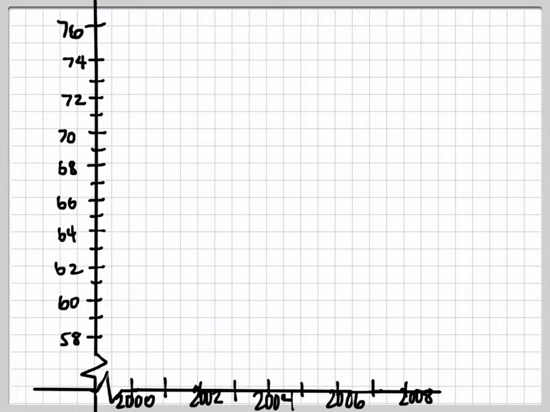60. Where's my 2002? There we go. 65. 63, 60. 62 and 58. Awesome. 2003, I have 67, 65, 64, 66, 62.